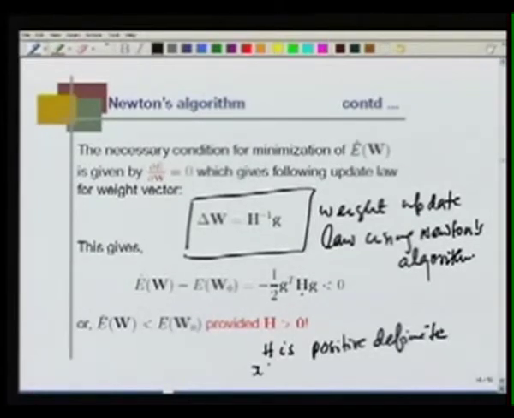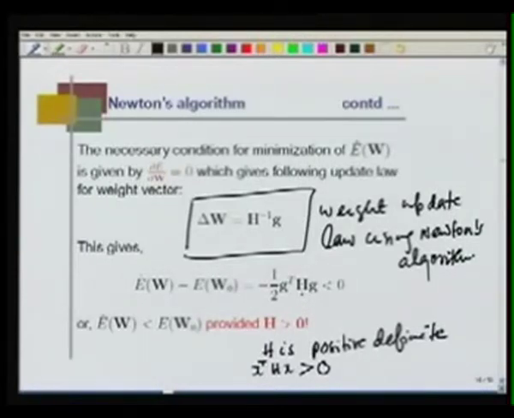If I take any vector x, x transpose H x, if H is a positive definite matrix, this quantity is always a positive quantity for any vector except the null vector. You take any vector x, this will be a positive quantity. So, that is H is positive definite.